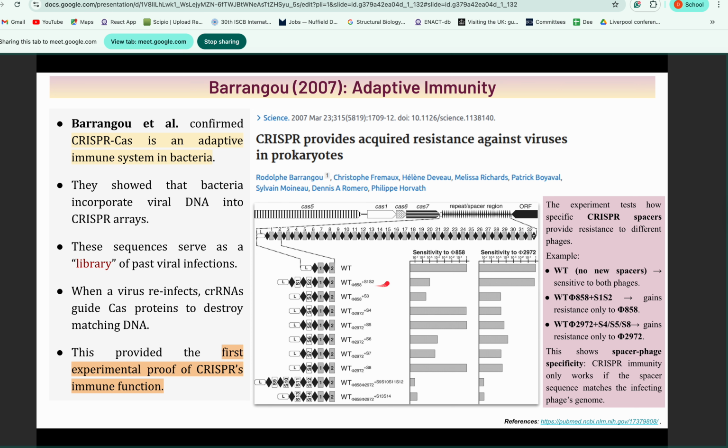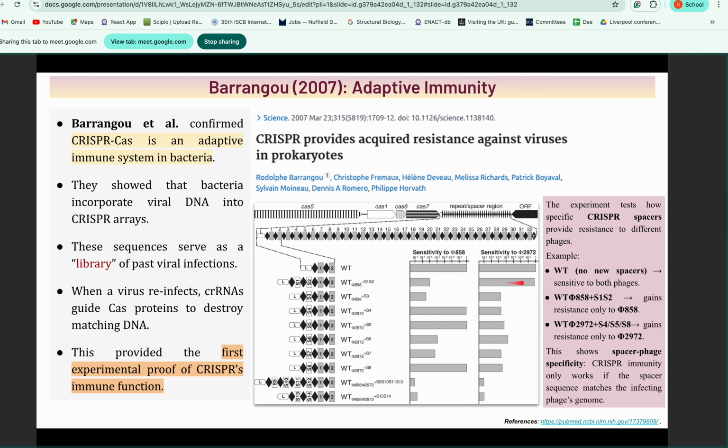Now, because the spacer belongs to 858, it will gain resistance against this virus because it already has the knowledge of the genetic element of this particular virus. As soon as this virus infects the bacteria, because the bacteria already have a sequence identical to that of the virus, it will identify that this is viral DNA, so it will attack it. The CRISPR-Cas9 complex will attack it and protect the bacteria. In this way, sensitivity has decreased. That means the bacteria can fight against that virus and it's a bit safe.